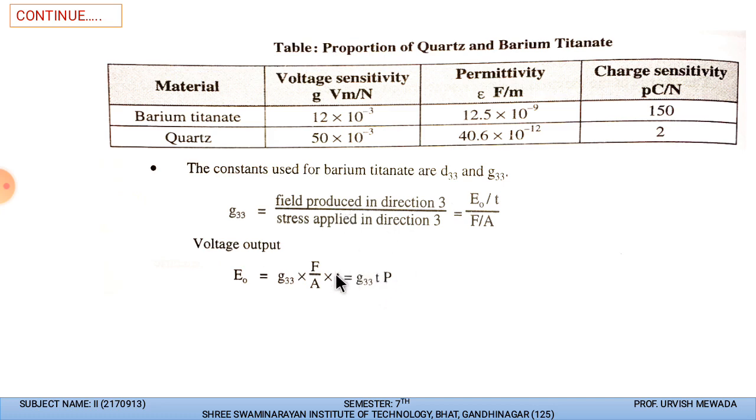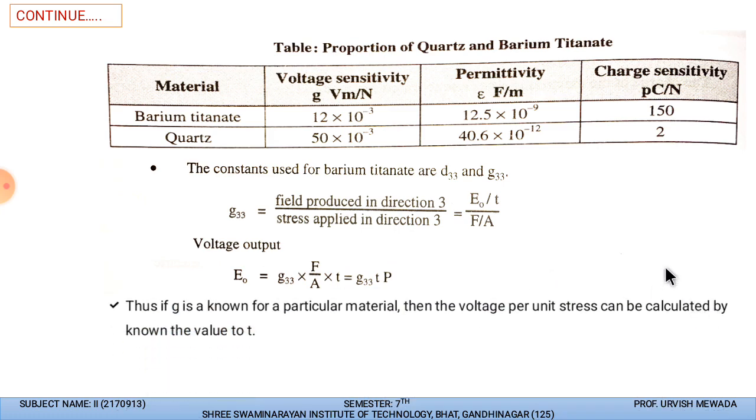The subscript 33 basically indicates the material we are using, that is barium titanate. From this formula we can justify that if g33 is there, then barium titanate is used for the piezoelectric transducer. So E0 is equal to g33 t into p. Now let us discuss the quartz material. If g is known for the particular material, then the voltage per unit stress can be calculated by the known value of t.